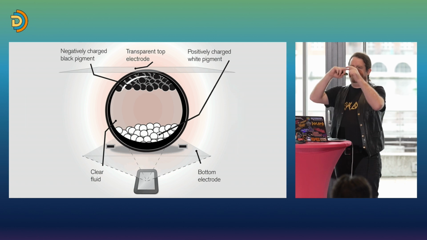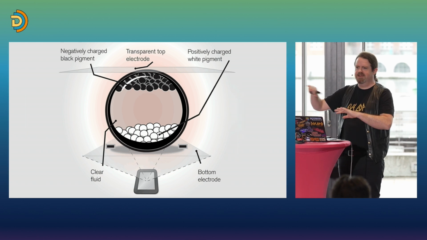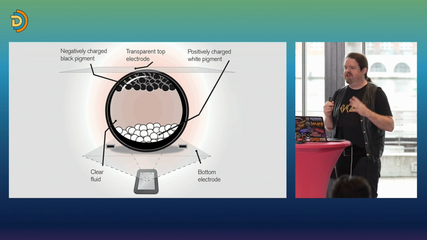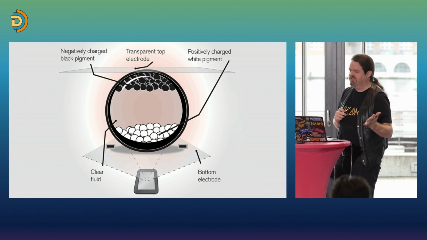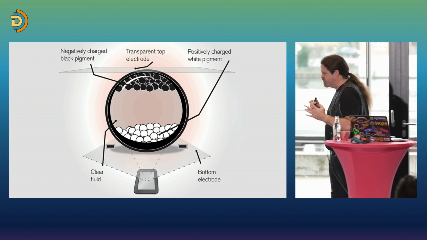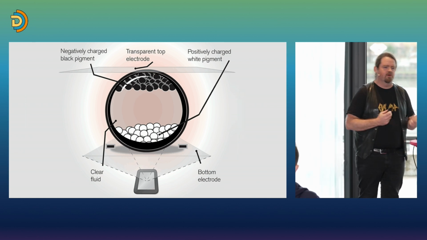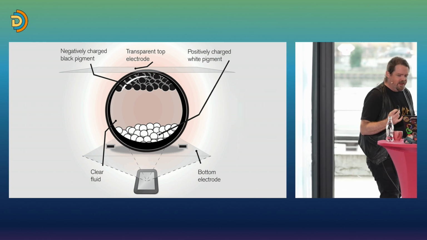And when you apply a current, they swap places. But once they swap places, they just sit there forever. They never move of their own volition. You don't need power to keep the display active. And so this was the kind of e-ink revolution, and this in turn triggered people reading more and more long-form prose and textbooks and novels and things on digital displays.